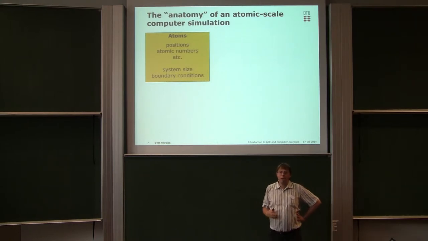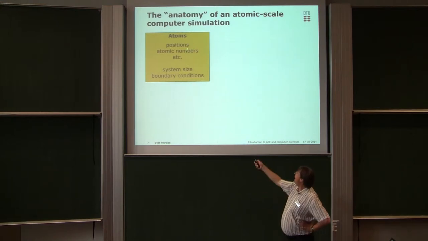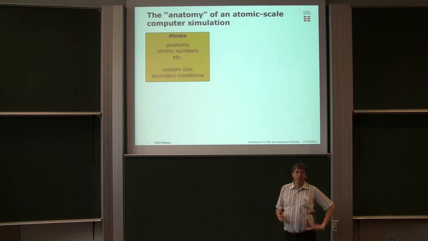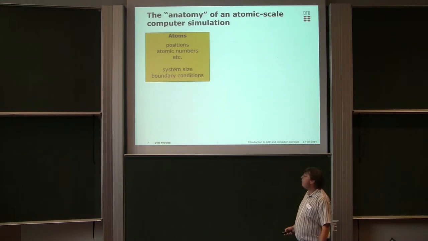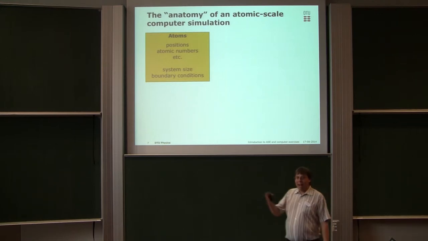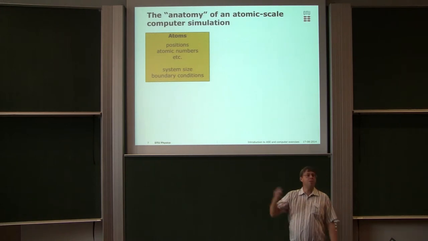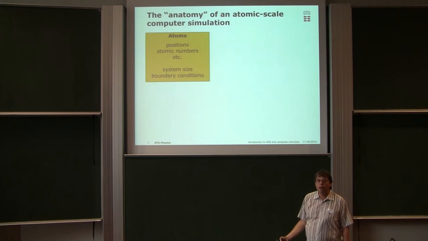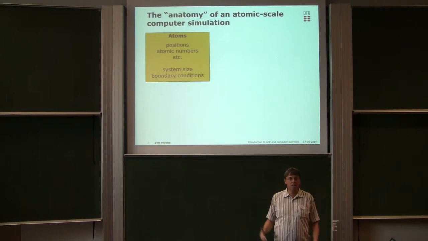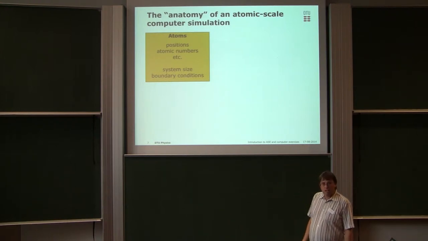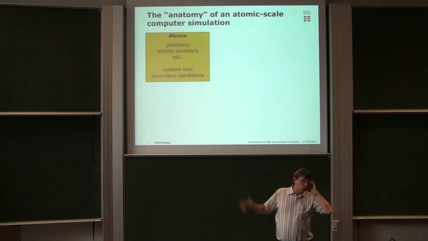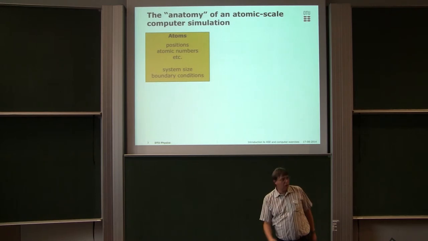So the central part for an atomic scale computer simulation is the atoms. So in the Atomic Simulation Environment, we have an atoms object. You already saw Jens Jørgen creating one about an hour ago. The atoms object contains information about where the atoms are, what their atomic numbers are, what their velocities are, et cetera. It also contains information about what the whole system size is, how big a system it is, and what the boundary conditions are. That you could have placed in a different object, or you could have separated it out. We have chosen to keep it together.